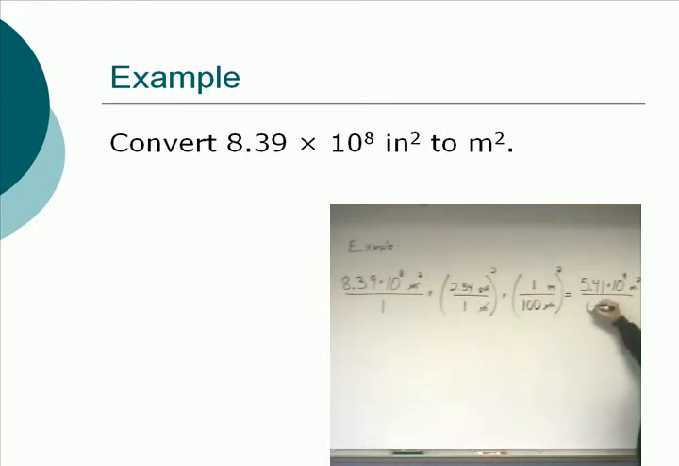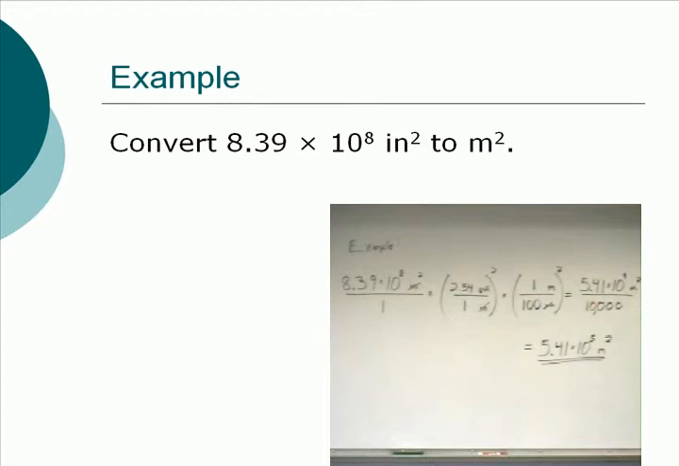10,000, 100 times 100. And so now we can divide that. 5.41 times 10 to the 9th divided by 10,000, that's the same as 10 to the 4th, and we end up with 5.41 times 10 to the 5th square meters.